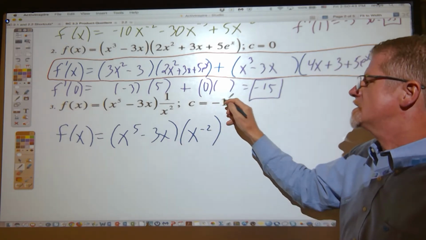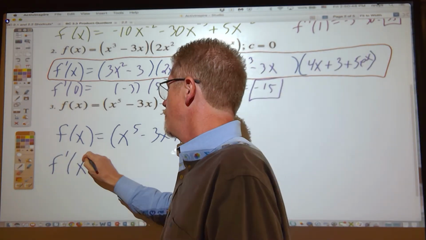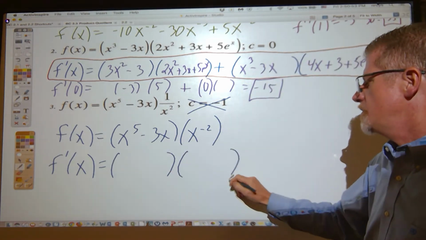Actually, just forget the c equals negative 1. Just go ahead and find f prime of x and then pause. I'll do it up here. Then when you're done, check.